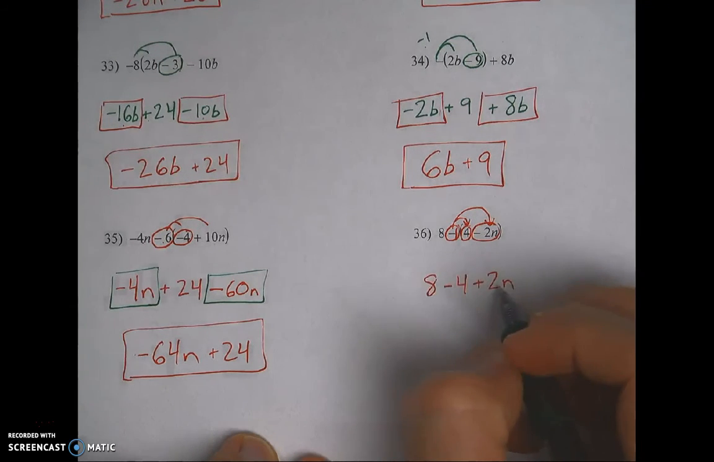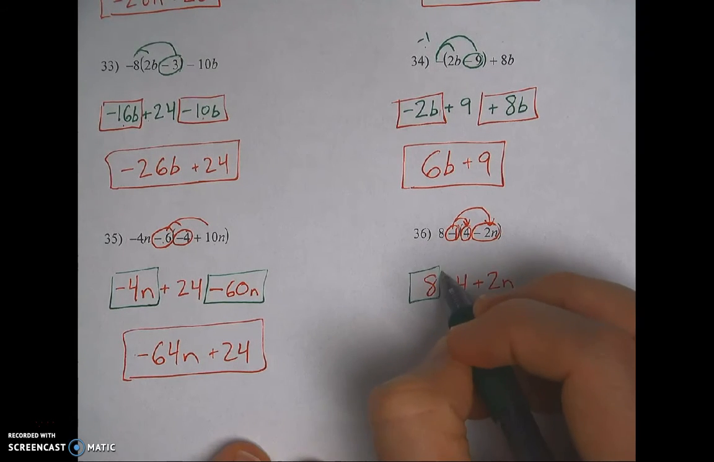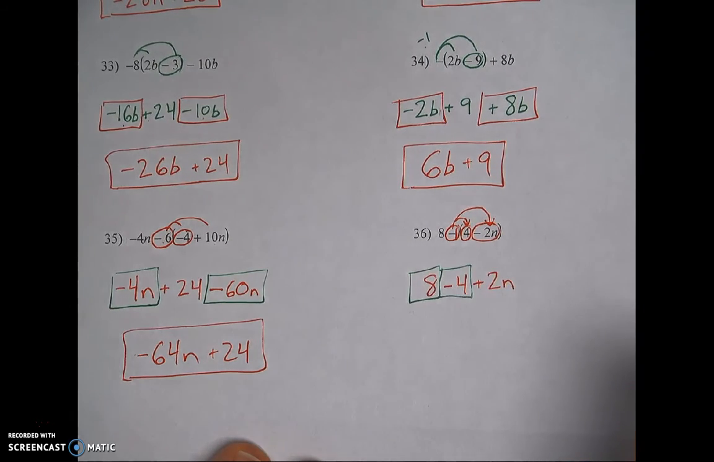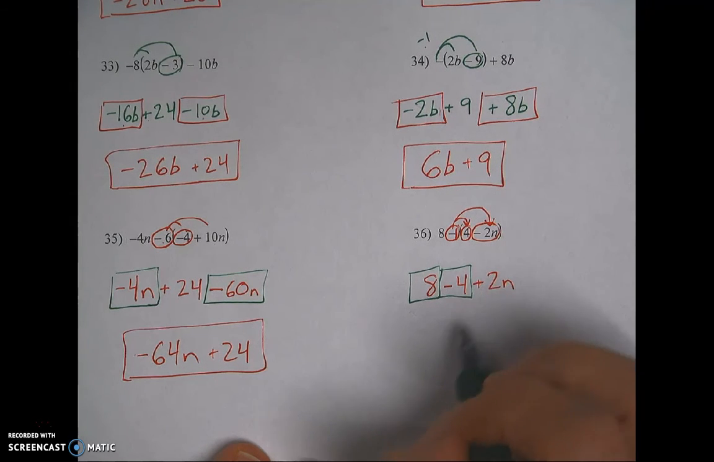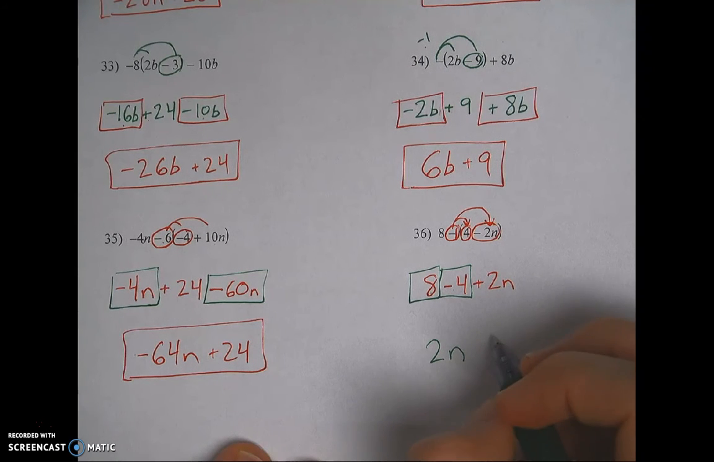Okay, to simplify here, this is the only n. The like terms are the 8 and the minus 4. So I'm going to start by putting my variable up front. So 2n is the first part. And then I need to combine these. An 8 and a negative 4 is a positive 4. 8 minus 4 is positive 4. So it is plus 4.